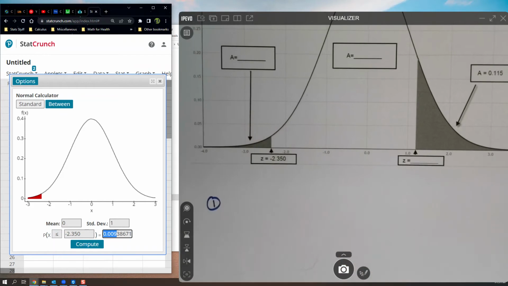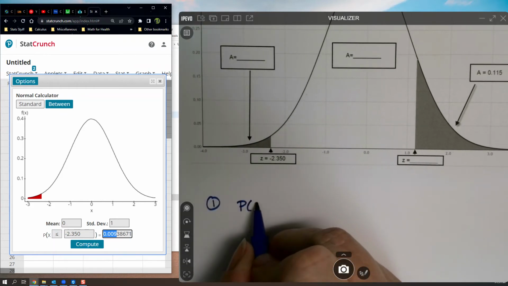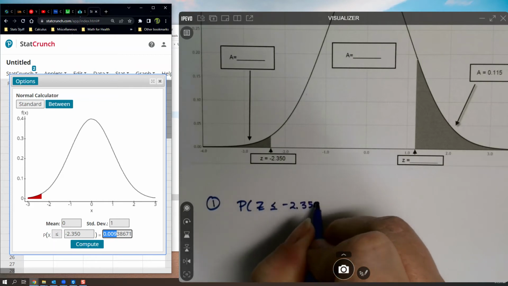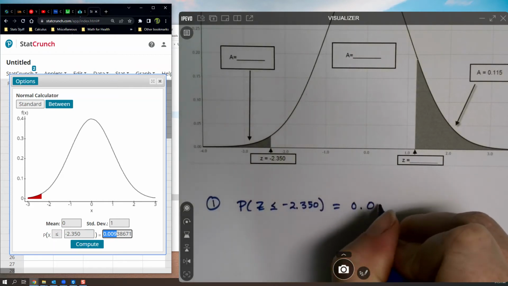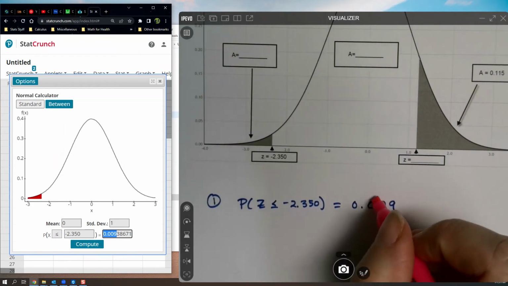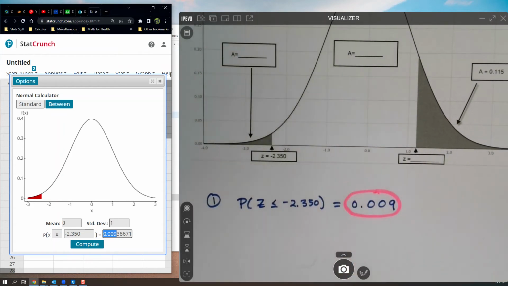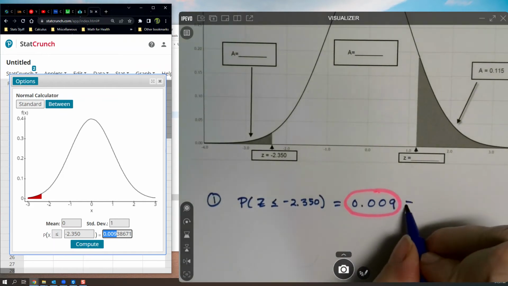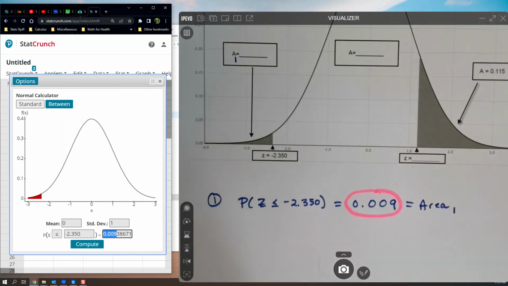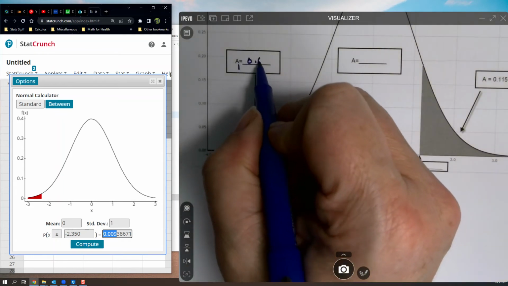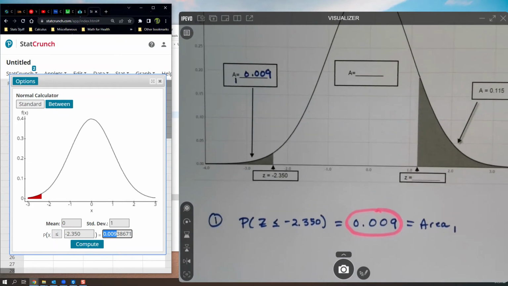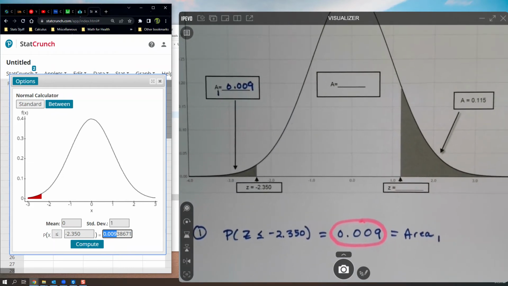So let me write this out. The probability that z is less than or equal to negative 2.350 equals 0.009. That's the answer, right? That's the part we circle. This is your area. If I numbered them, let me just say that's area 1. So area 1 is 0.009. Lovely, beautiful.